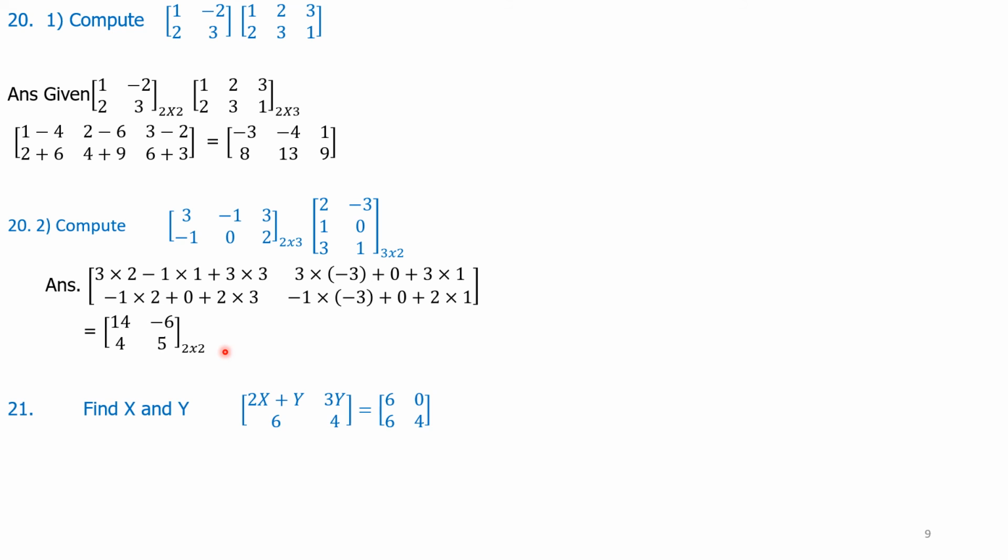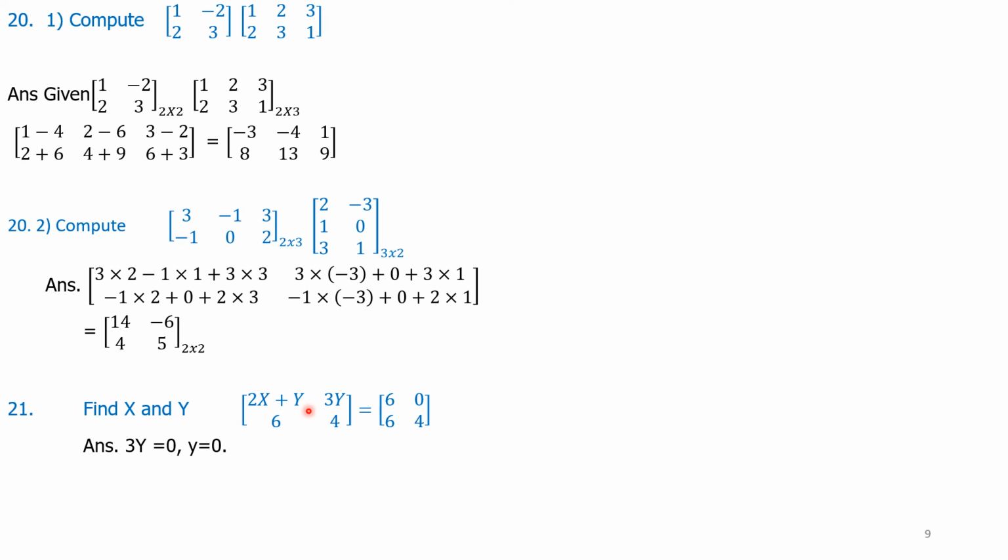Question number 21. Find x and y. 2x plus y, 3y and 6 and 4 within brackets. This is a given matrix. That is 2x plus y and 3y in the first row, 6 and 4 in the second row. And it is given as on the right hand side 6, 0, 6, 4. We have to find the values of both x and y.